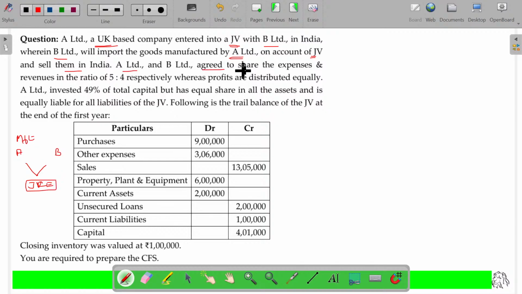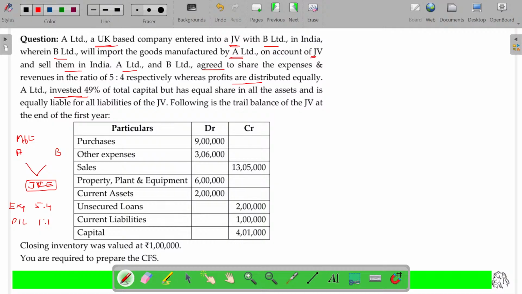A Limited and B Limited agreed to share expenses and revenues in the ratio of 5:4. All the expenses and revenue are shared in this ratio, whereas the profits are distributed equally. This ratio is for sharing the expenses. In case of profit and loss, it will be shared equally.